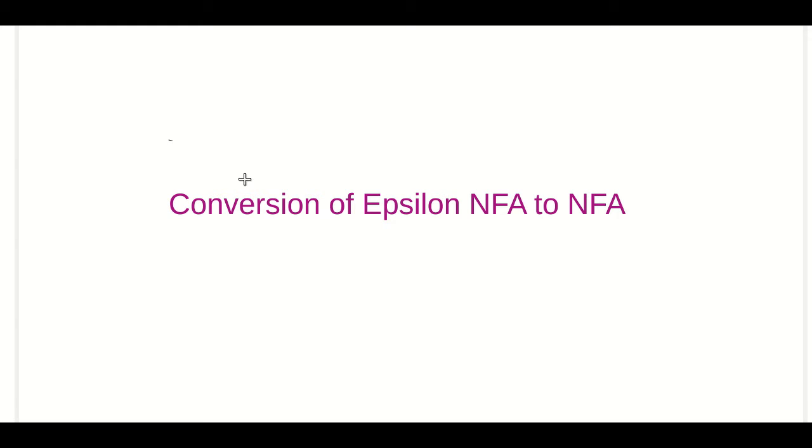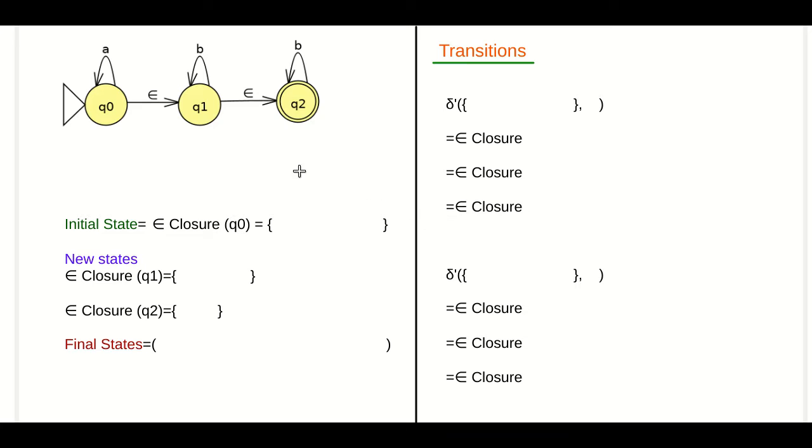Conversion of epsilon NFA to NFA. Here we have an epsilon NFA with epsilon transitions from state Q0 to Q1 and from state Q1 to Q2. In order to convert this epsilon NFA, the new NFA will be created like this. The initial state of the new NFA will be the epsilon closure of the initial state of the epsilon NFA.